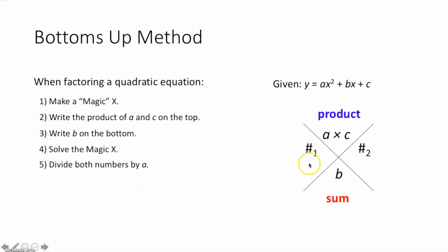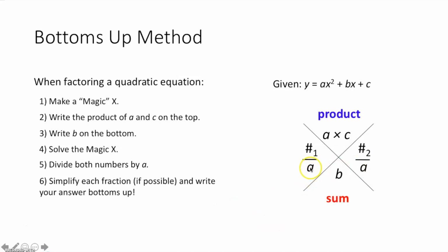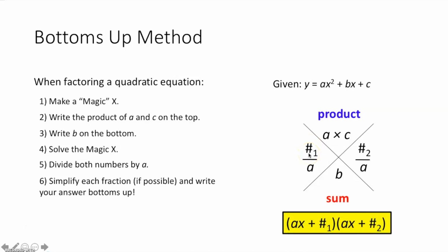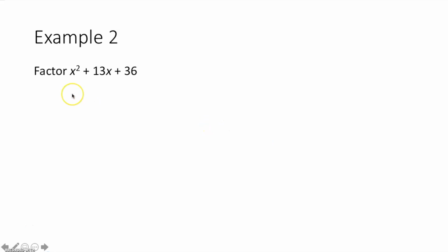Then you're going to divide each of these numbers by a. Whatever your a value is in your quadratic trinomial, you're going to divide each of those numbers by that. Leave whatever you get as a fraction. And then you're going to write your answer going bottoms up. So here's how this works. In order to factor this, we're going to create two separate sets of parentheses. In the first parentheses, it's going to be ax plus whatever number you have here. In the second set of parentheses, it's going to be ax plus whatever number you have here. That is how you factor using a magic x. Now we're going to do a bunch of examples so you get the hang of it.